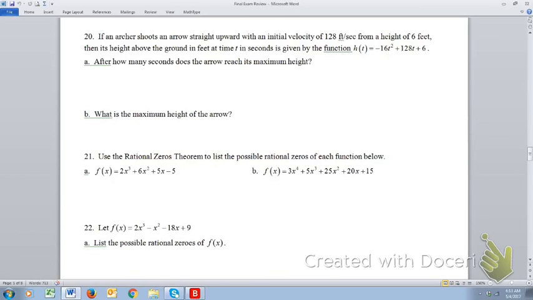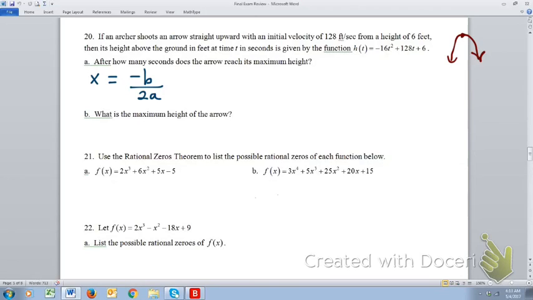Well, this is a max-min problem. And we know, first of all, if you look at this function, its graph is a parabola that opens down. And so we would expect to have a maximum at the top there. And we know we find the maximum or minimum at the vertex. So let's go ahead and write the formula, x equals negative b over 2a.